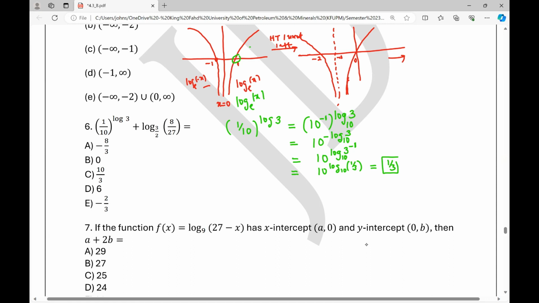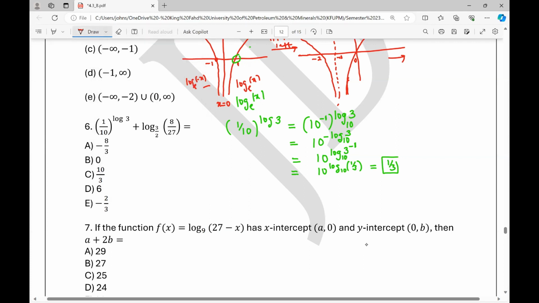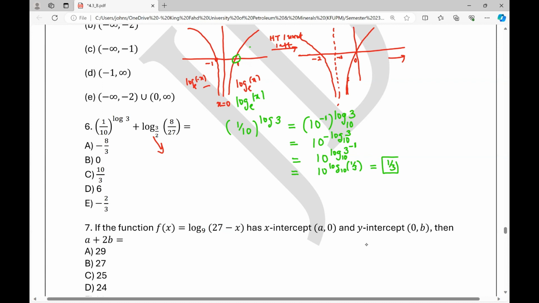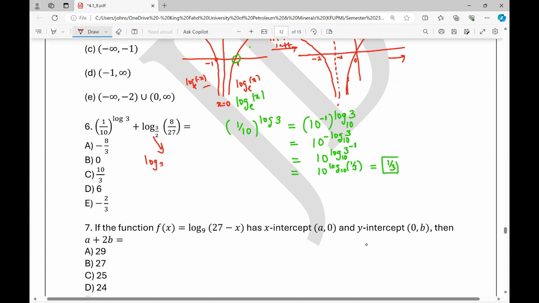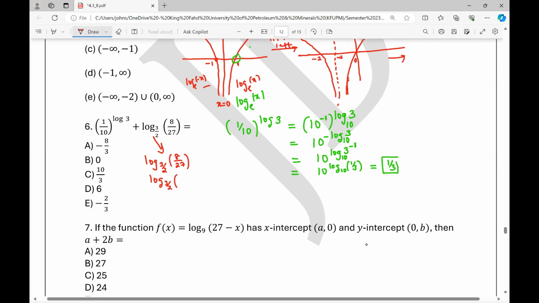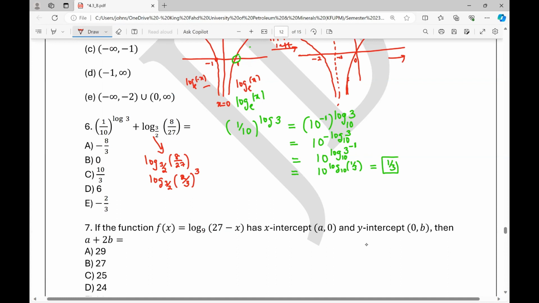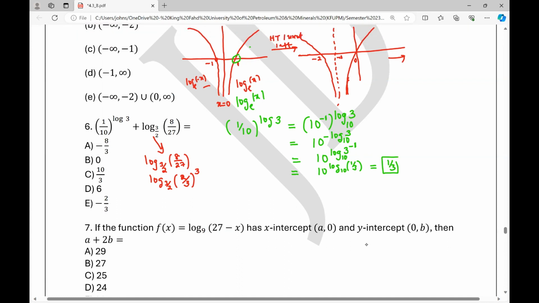Okay. Then let's do the second part. The second part is this one here. This one is simply log to base 3/2 of 8/27, right? And now if you look at this carefully, this we can write as 2/3, everything to the power 3, right?